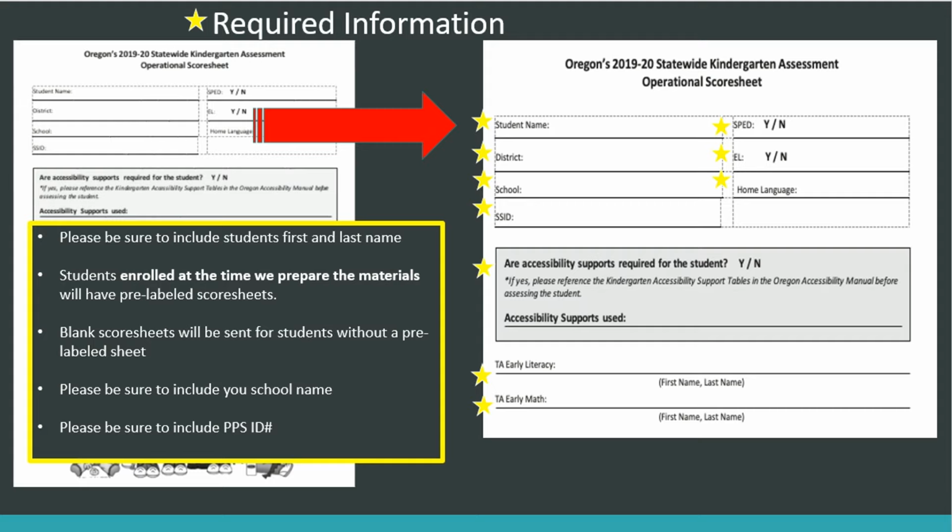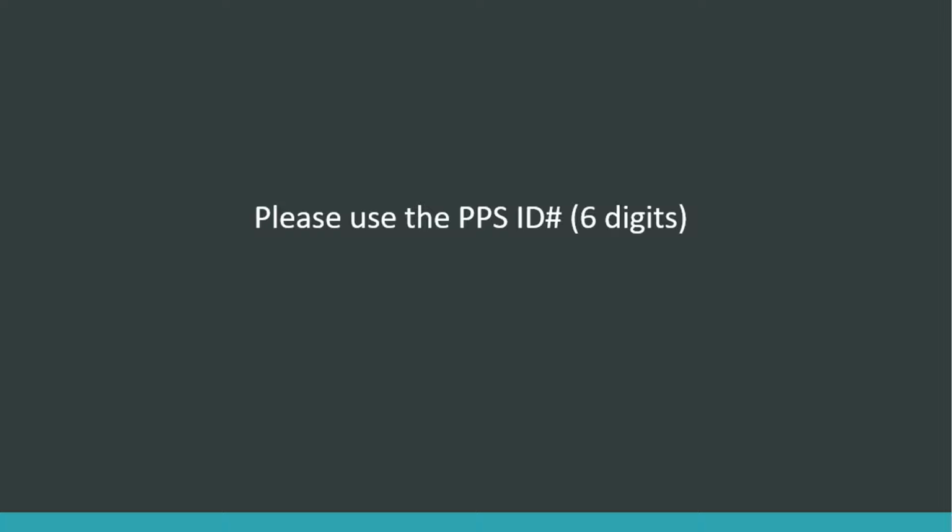Blank score sheets will be provided for those students for whom you do not have a pre-labeled score sheet. To fill out a blank score sheet, please include the student's first and last name, school, and the student's 6-digit PPS ID number found in Synergy. These materials come from ODE and ask for an SSID number. However, we at SPP enter the data and send the data only to ODE and do not require the SSID number. When filling out a non-labeled score sheet, please use the PPS ID number to expedite the process for our data entry staff.